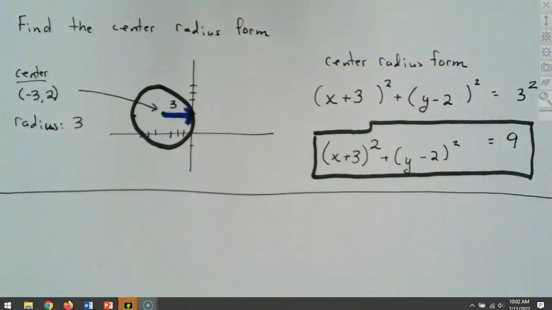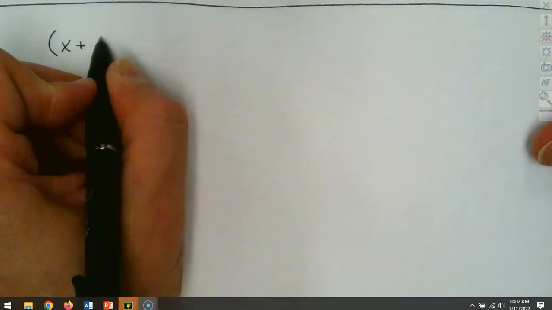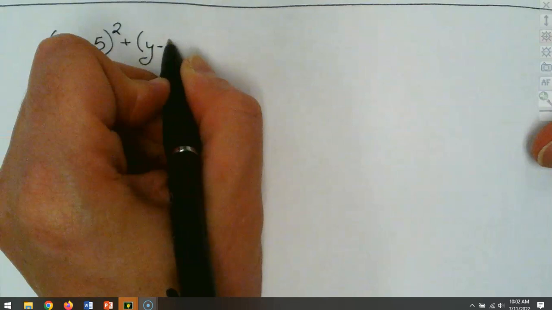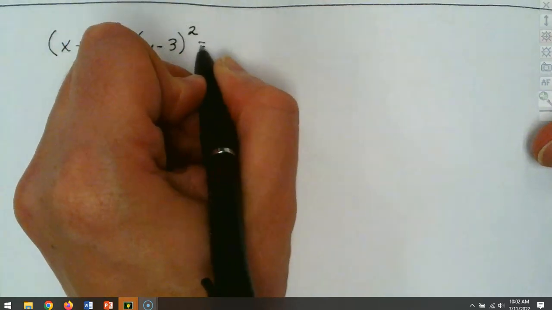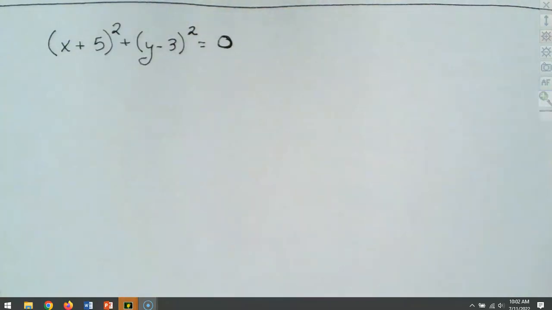Now we're going to look at 2 equations, and we're going to talk about why these are not circles. Everything we've done so far has been a circle, but there are 2 cases where it's not a circle. And this is one of them. This one I think makes the most sense as to why it is not a circle.